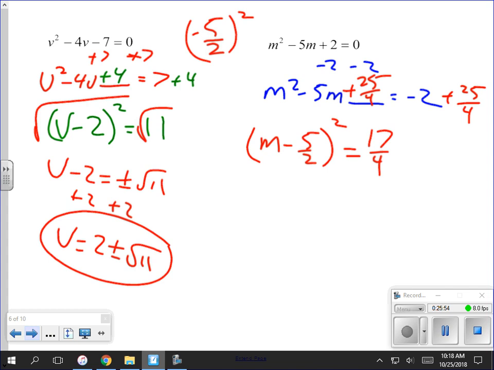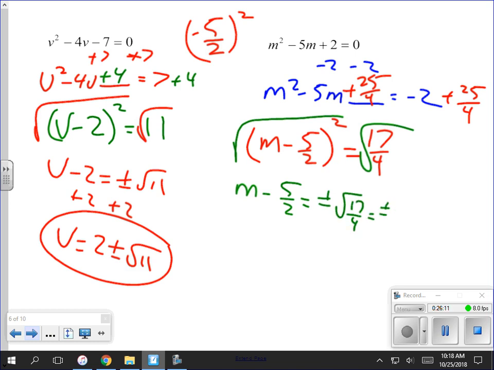And my next step, I got to get rid of the square, so I square root both sides. And this side's easy, m minus 5 halves equals, the other side's not as easy. Plus or minus the square root of 17 fourths, which is plus or minus the square root of 17 over the square root of 4, which is plus or minus square root of 17 over 2. And you do want to do that. I know, it's not pretty. Life's not always pretty.